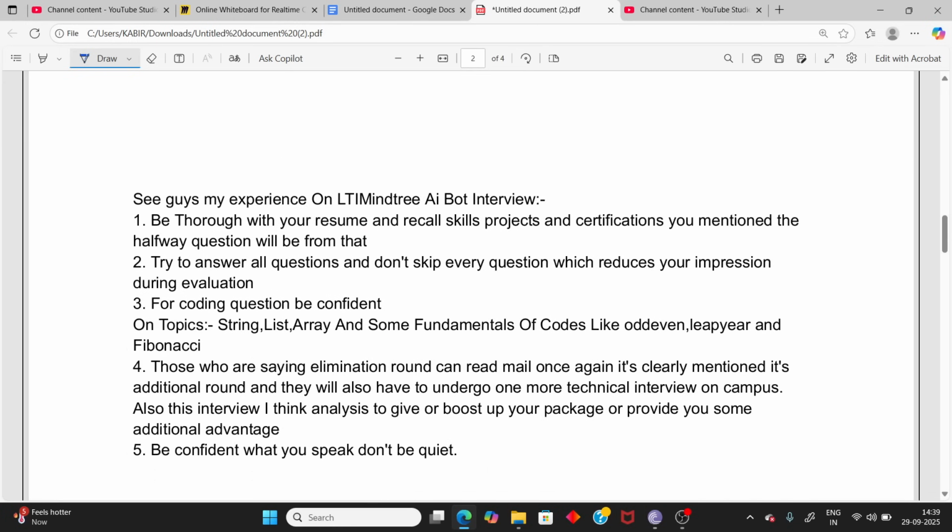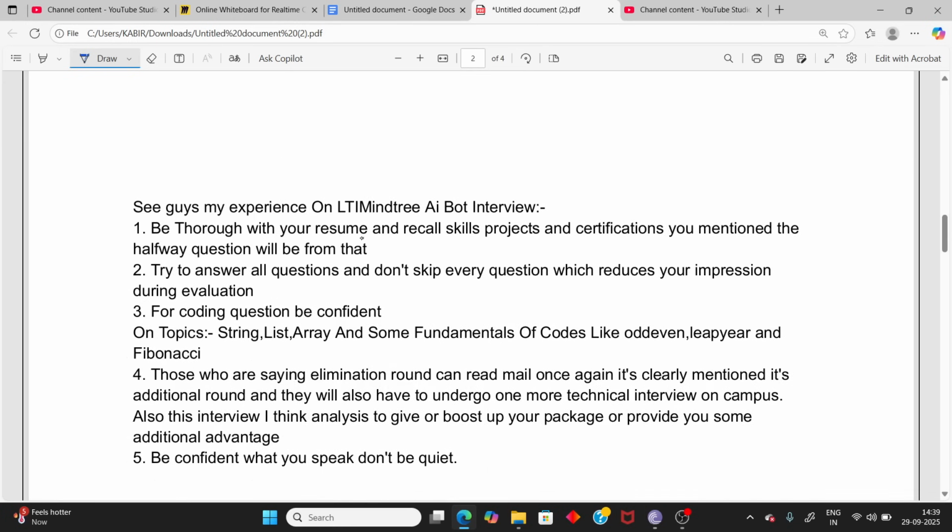Another person shared that questions came through the resume and projects. And the coding questions are on arrays, lists, strings, and fundamental programs like odd-even, palindrome, Fibonacci. Actually simple coding questions, not too hard, about easy to medium level LeetCode. Prepare whatever you mention in the resume and be ready, because they will ask from your resume.